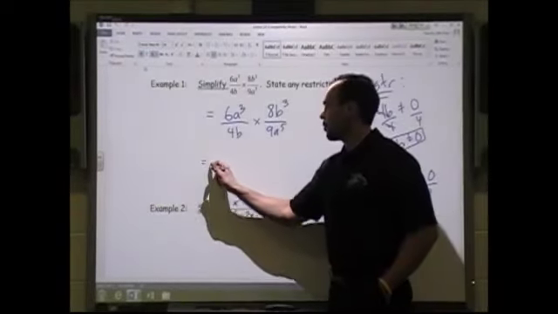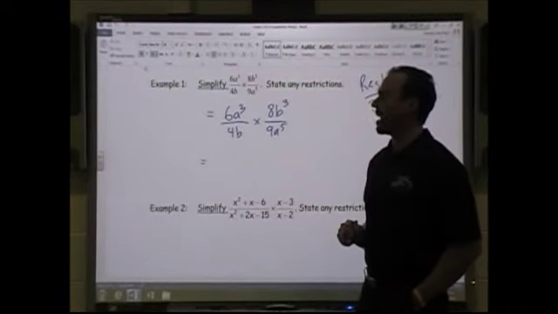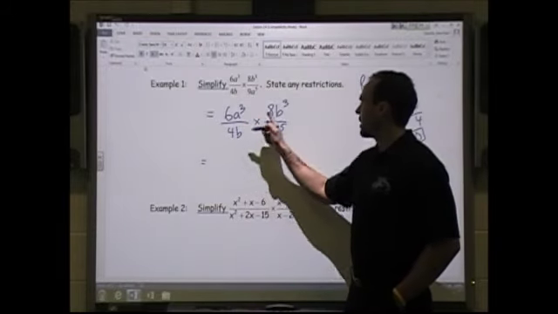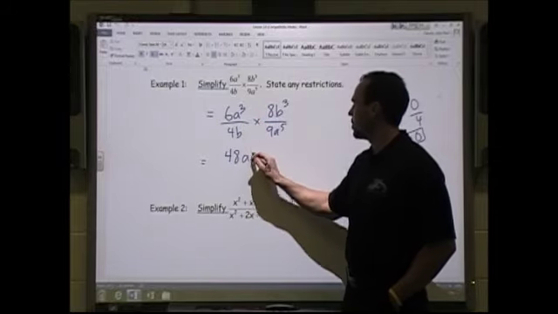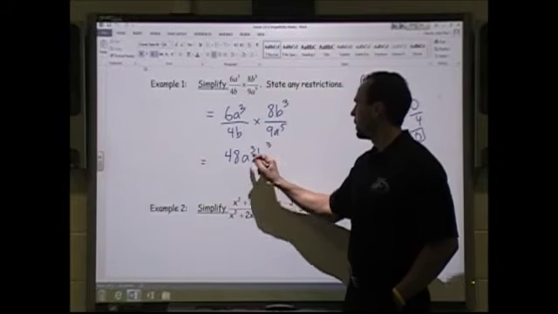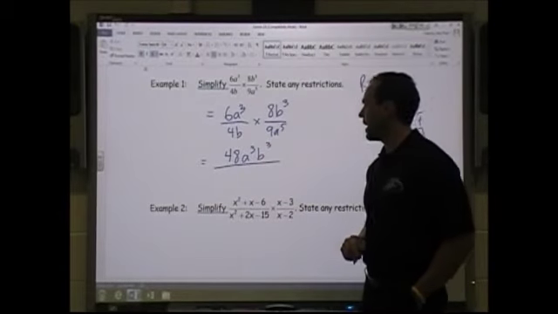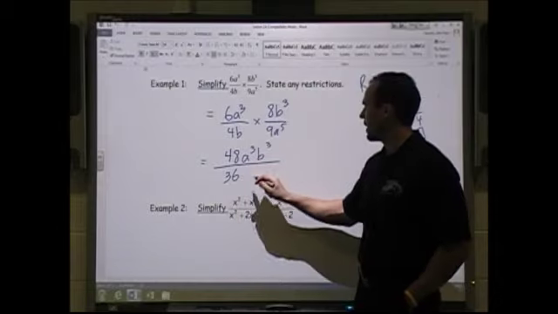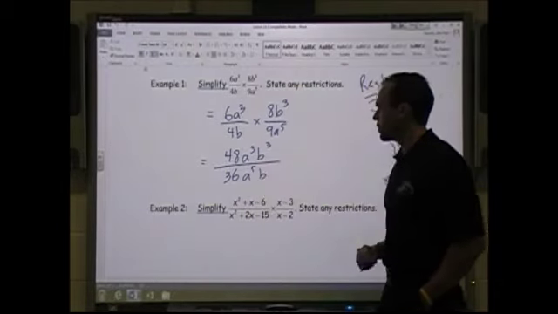And then step 3 is multiply the numerators times the numerators. So I got 6a cubed times 8b cubed. So multiply 6 times 8, that's 48. And a cubed times b cubed is a cubed b cubed. And on the bottom, I have 4b times 9a to the power 5. 4 times 9 is 36. And I'm going to write the a first, a to the power 5, and just b.